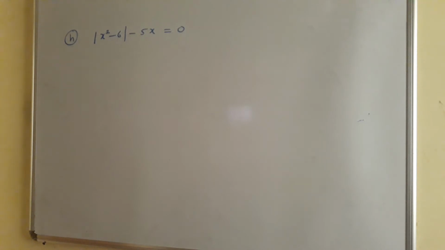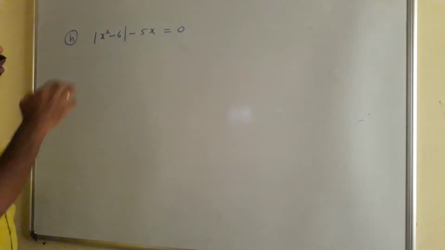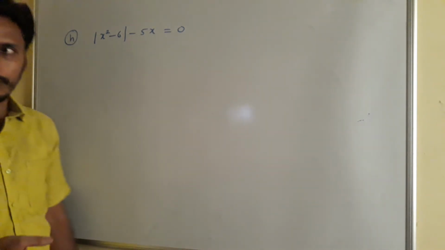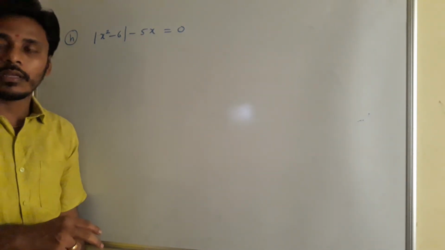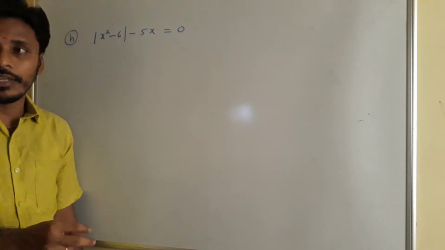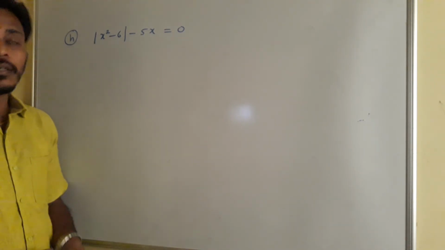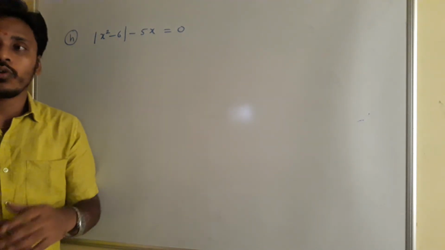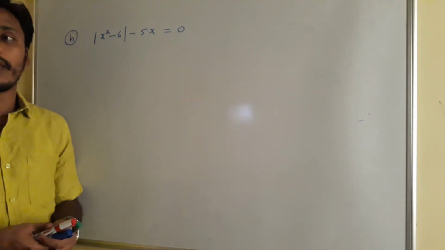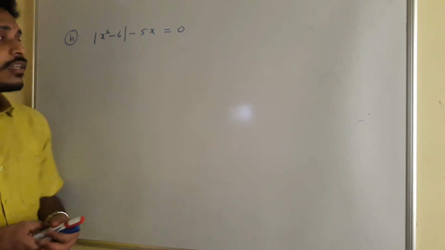So modulus of x square minus 6 minus 5x is equal to 0. Here the removal of that modulus directly is not possible, so you need to analyze something. Whenever it is positive and whenever it is negative, you need to solve the problem in two cases. In one case, this x square minus 6 is positive, and in the other case x square minus 6 is negative, so that I can easily remove that modulus.